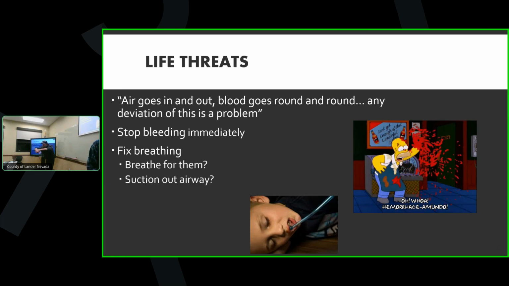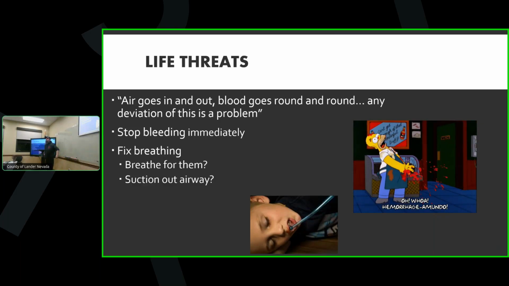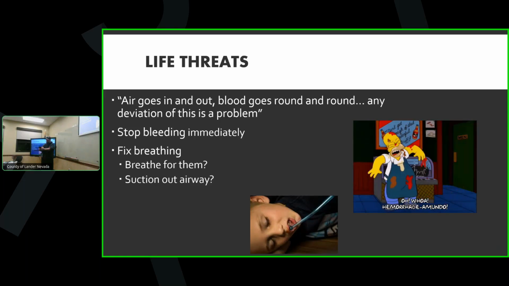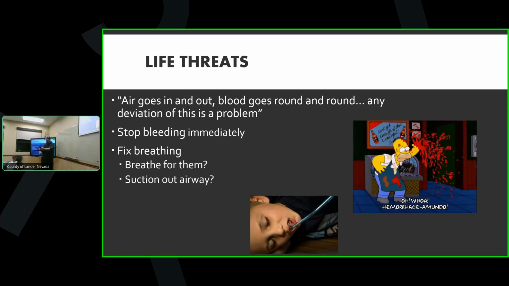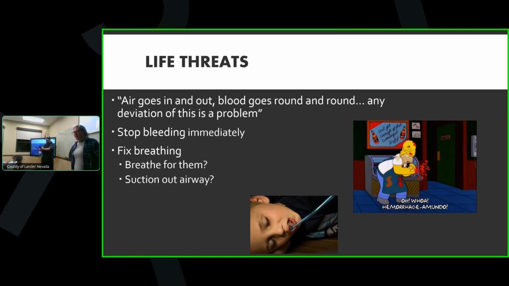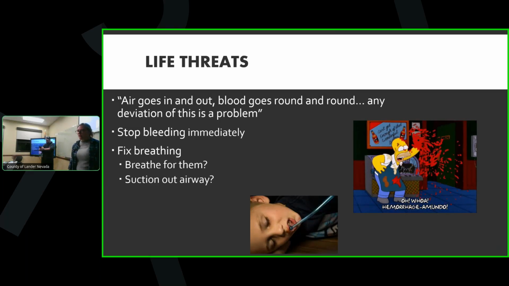That's where you go into your ABCs, right? So breathe for them. Are they not breathing at all? Do they have a pulse? Do you need to start compressions? And then suction out the airway. So if you walk in, you start to hear that gurgling, you notice vomit in the patient's mouth, suction the patient out. Don't wait for them to be like, okay, I'm gonna stop bleeding, I'm gonna do this. Don't wait. Just start clearing their airway.